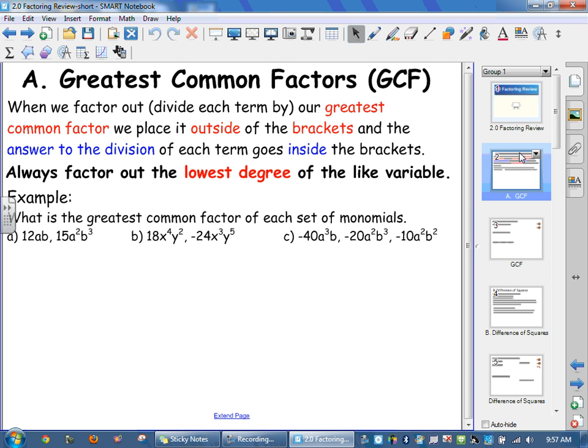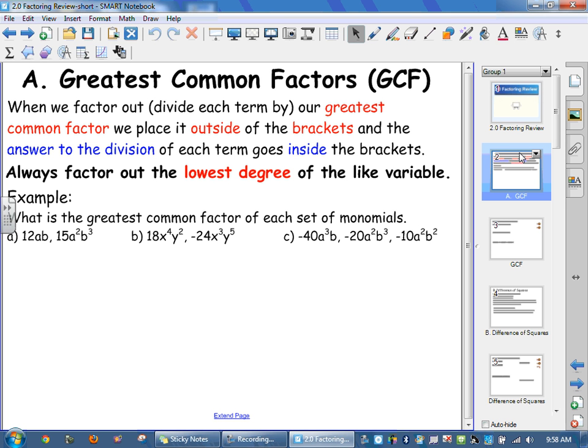So this one's called greatest common factor. When we factor out things, we divide each term by them. So it's called our greatest common factor when we divide it out of each term. We place it on the outside of brackets. Then we divide everything by that, and the answer to dividing goes on the inside of the bracket. Now, always factor out your lowest degree of your variable. Remember, the variable, in order to factor it out, has to be in every term.